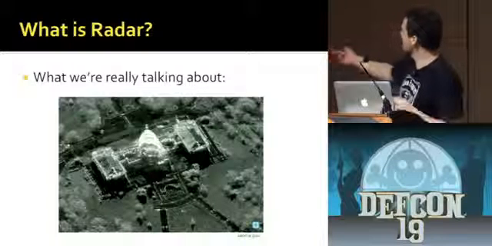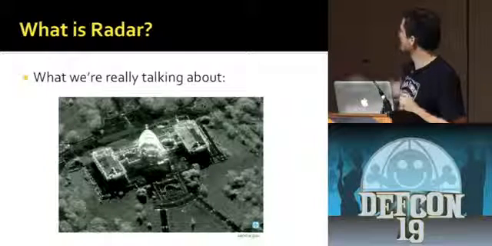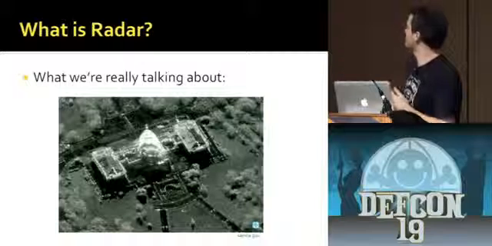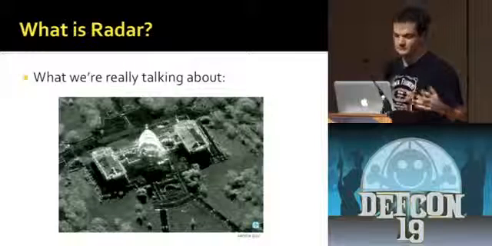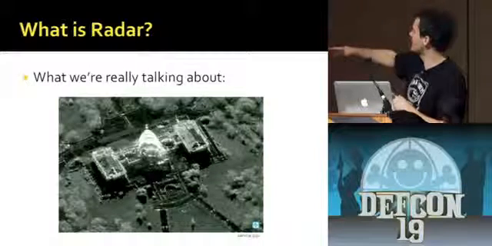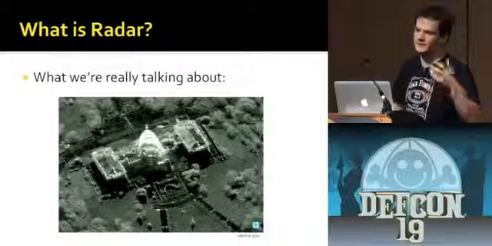This is an image of the Capitol. I guess this is a Sandia radar system, but this is what synthetic aperture radar can really do with a nice system. So what we have is a 3D point cloud of the Capitol building taken from an aircraft.